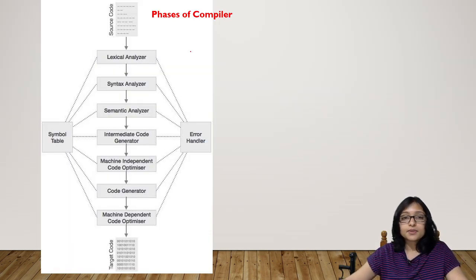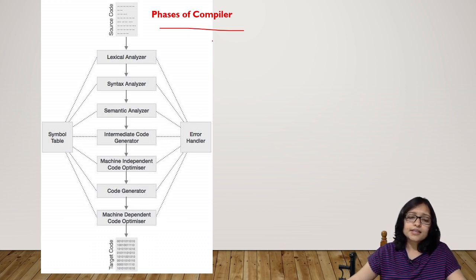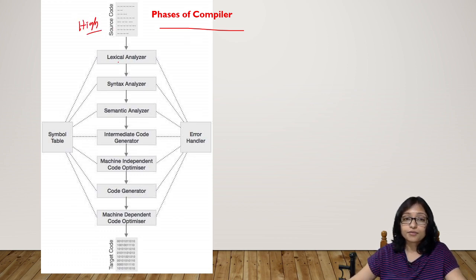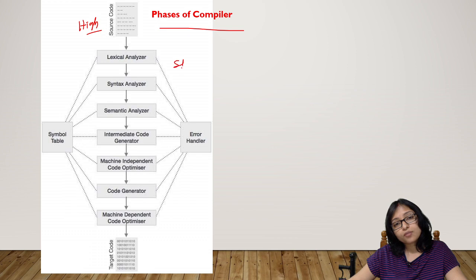The next step is the phases of the compiler. So what are the phases of the compiler? First of all, we give the high level language. After that, it goes to the lexical analyzer. The lexical analyzer produces a stream of tokens.